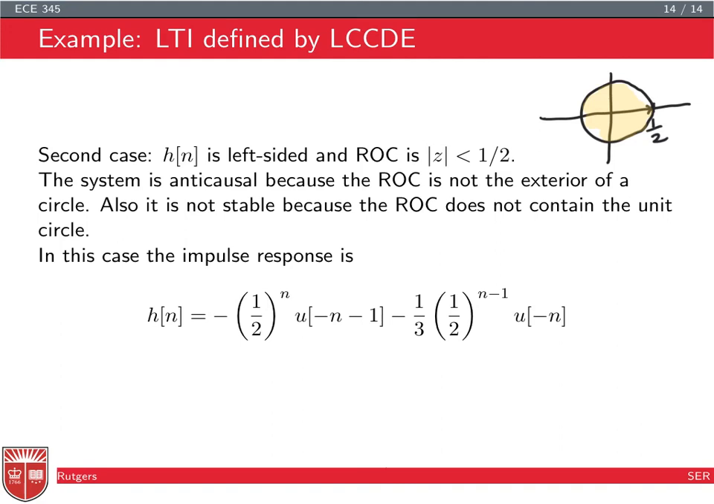In this case, if you want to check the impulse response, you do the same thing we did before, but you have to keep in mind that both components of the inverse Z transform of the impulse response are left-sided. So I have minus 1/2 to the power n u of minus n minus 1, minus 1/3 times (1/2) to the power n minus 1 u of minus n. So I have the first signal plus 1/3 a shifted version of it. So for the second case, to summarize, it's neither stable nor causal.